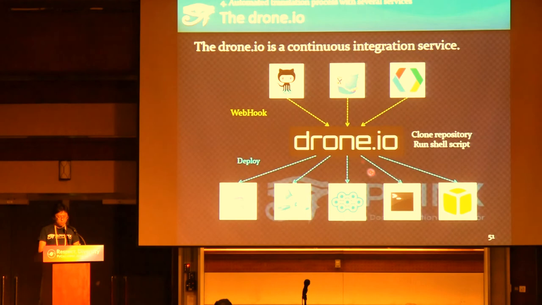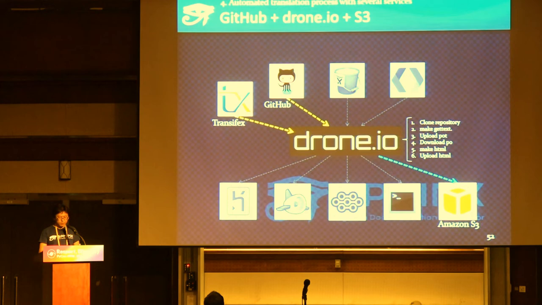Drone.io. Drone.io is a continuous integration service. Drone.io integrates seamlessly with GitHub, Bitbucket, and Google Code to make setup fast and simple. Drone.io also integrates with Amazon, Heroku, Google App Engine, and more. For custom deployments, you can use SSH and shell scripts. You can use the service for public projects without charge. In my case, I usually use GitHub and S3 integrations.